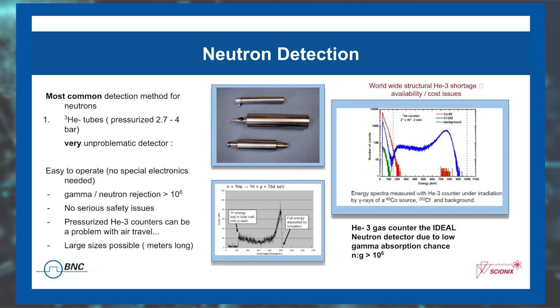That is allowed. You can manufacture helium-3 counters up to really large diameters, up to, let's say, 2-inch diameter and 1 meter long. But there is a worldwide structural helium-3 shortage. There was a moment, this was actually called the helium-3 crisis. At the moment, it's not so imminent, but it's still available. But there is a cost issue and availability issue of helium-3. Helium-3 actually is the ideal neutron detector with a very low absorption chance. But there are alternatives these days in the form of scintillation options.